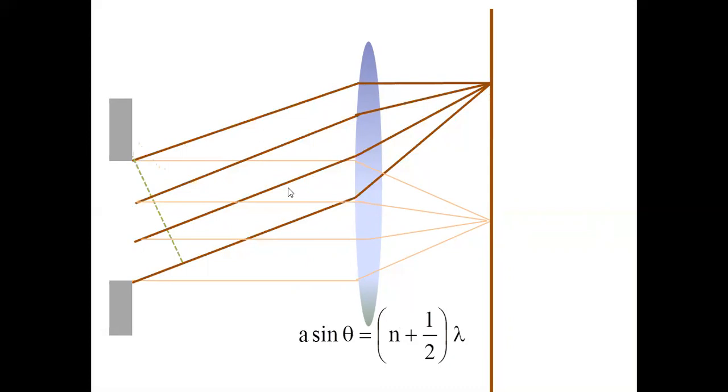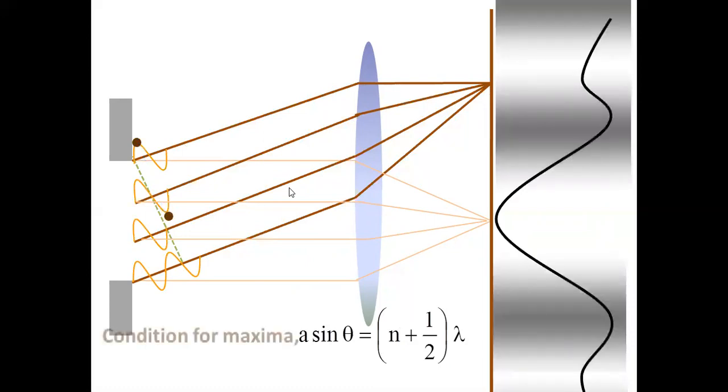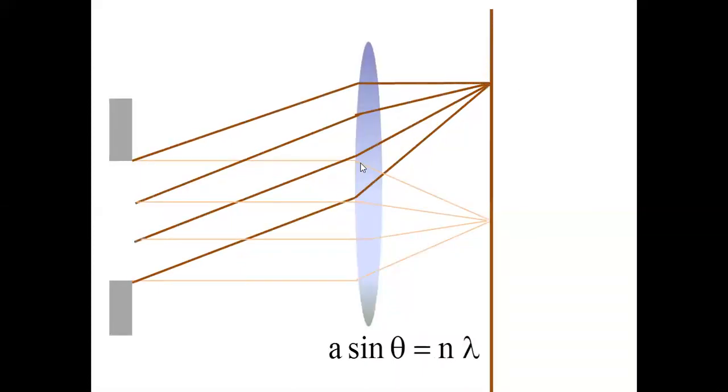What is the condition for dark fringe? Condition for dark fringe is a sin theta equal to n lambda, right? If a sin theta is equal to n lambda, then the same point will be a dark fringe. What do you mean by n lambda? 1 lambda, 2 lambda, like this. Now this is 2 lambda. Now the crest falls on trough. This is the condition for dark fringe.